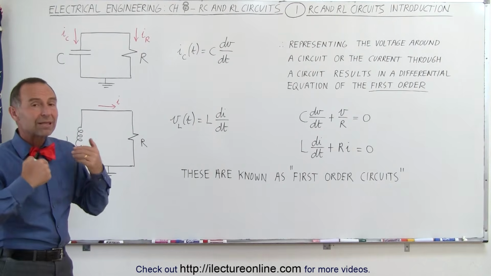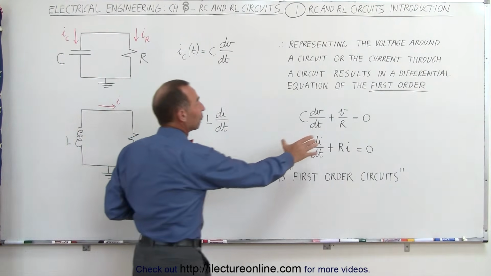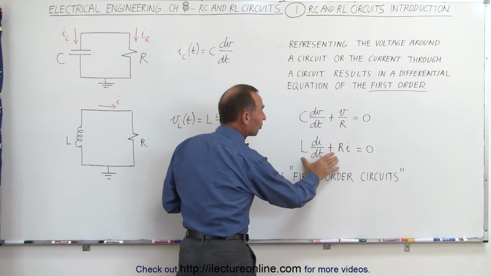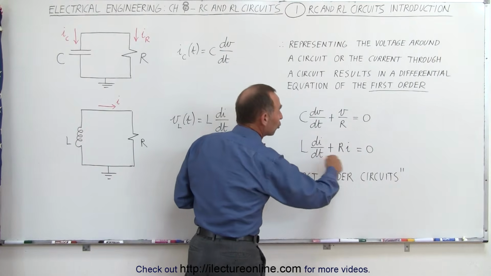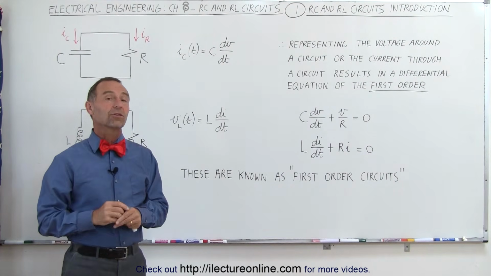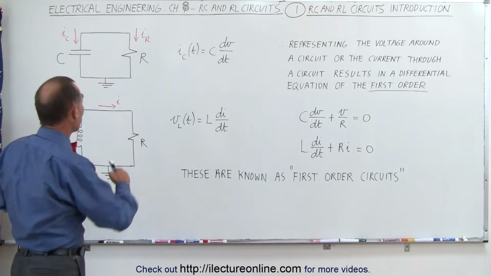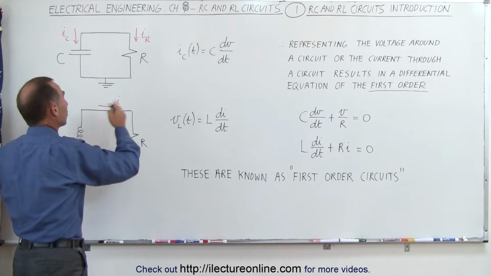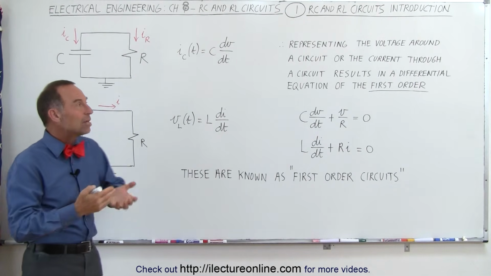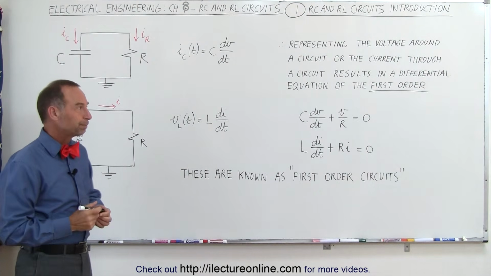And therefore, when we try to put together an equation that defines the voltage in an RC circuit or the current in an RC circuit, you end up with a first-order differential equation, hence the name first-order circuits. In the next chapter, we'll deal with second-order circuits when we combine capacitors, inductors, and resistors all in the same circuit. But let's start with the relatively easier type of circuit and easier type of differential equation.